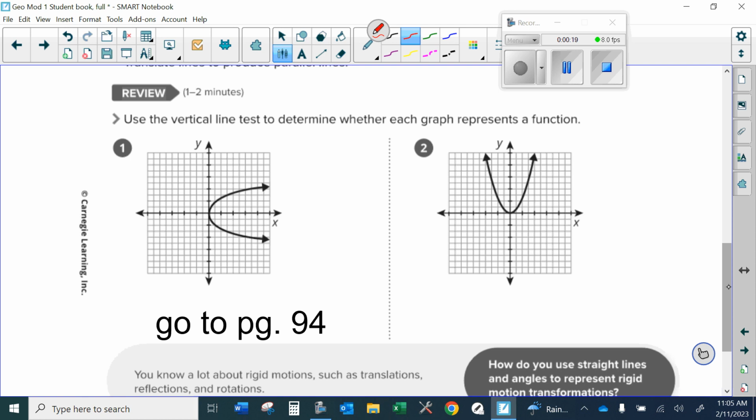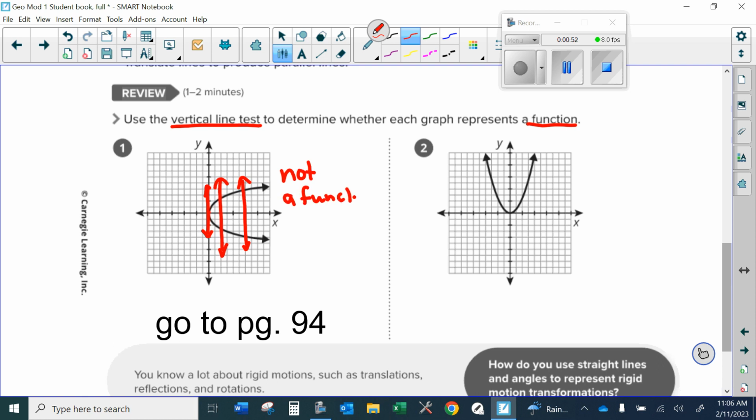Use the vertical line test. So you have to remember what the vertical line test is for, to determine whether the graph represents a function. What is the vertical line test? If I draw a vertical line anywhere through the object, it can only touch one time. Notice it touches twice there, twice there. The only time it touches once is right there at its vertex. So since it fails the vertical line test, it is not a function.